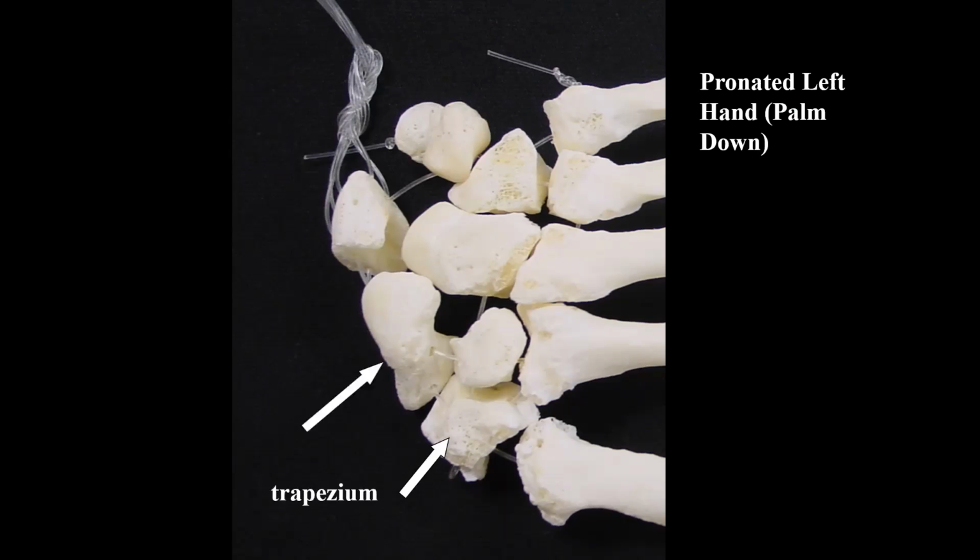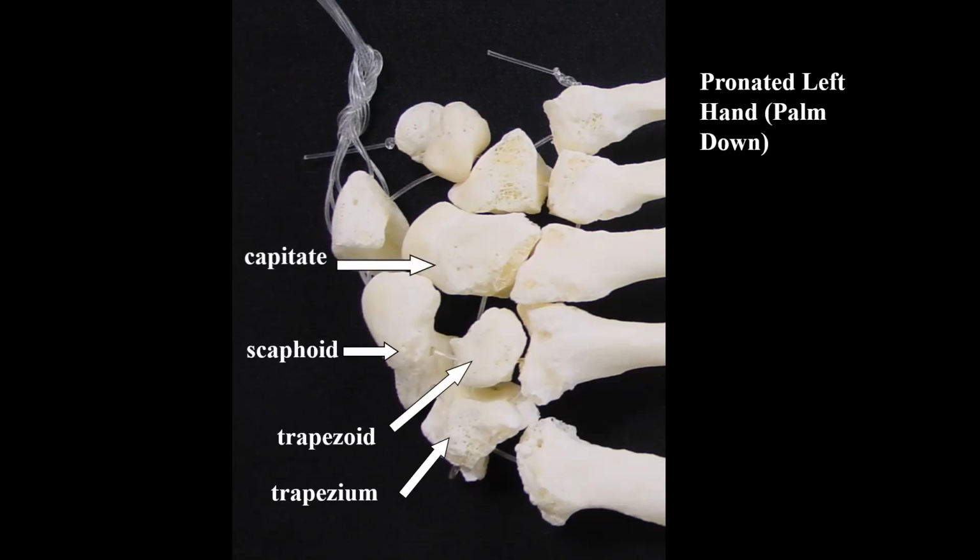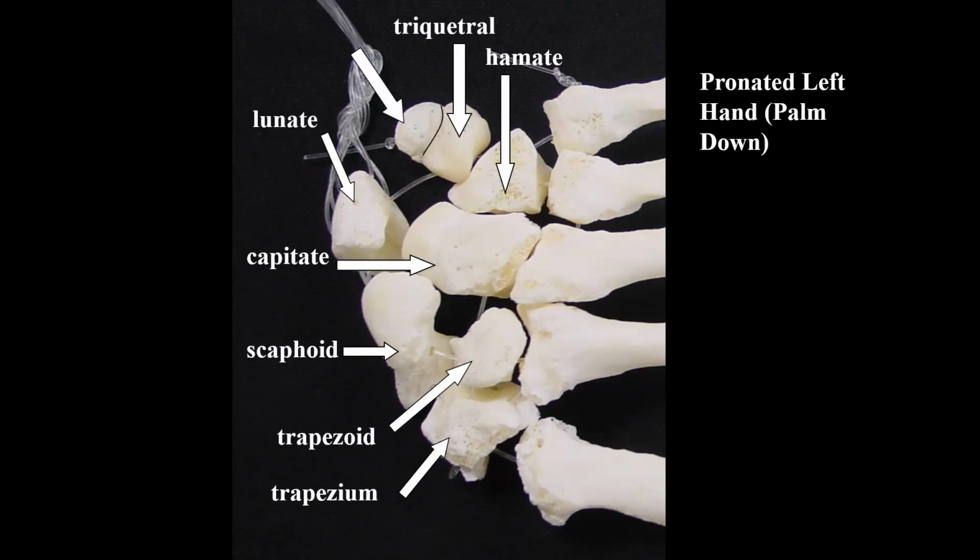The trapezium, the trapezoid, the scaphoid, the capitate. I always think there should be a decapitate, but there isn't. The hamate, the lunate, the triquetral, and the pisiform.